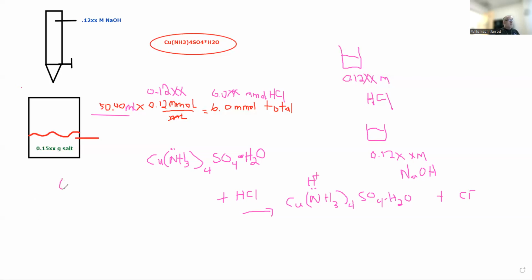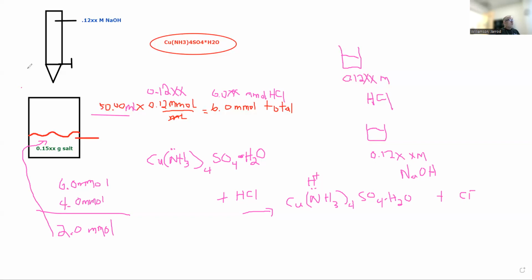So out of that 6 millimoles, let's say 4 millimoles reacts with it. I'm just making up a number. I would have 2 millimoles left floating around unreacted in here. Okay, just making up numbers here, not saying that's what it is.